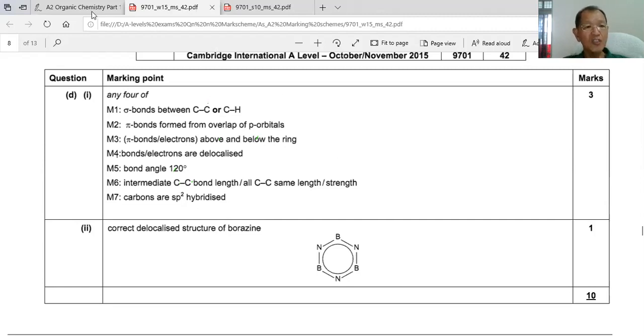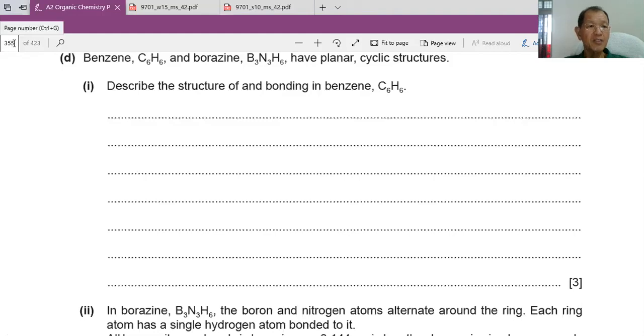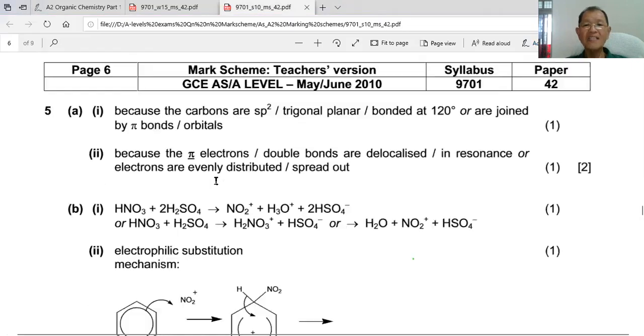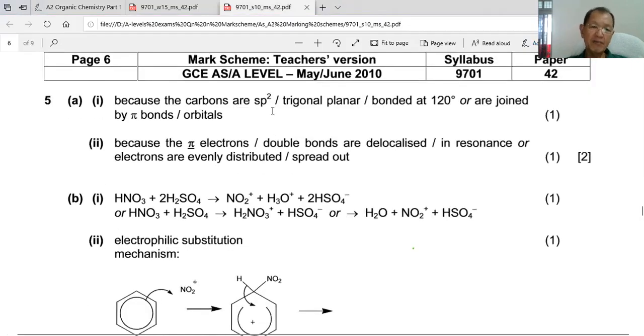Let's go look at the other question. Page 54. Here, 2 marks. Marking is always different. Briefly explain why the benzene molecule is planar. Very simple. It's planar because of sp2 hybridization of the carbons. They form a triangular planar shape, bonded at 120, joined by pi bonds.